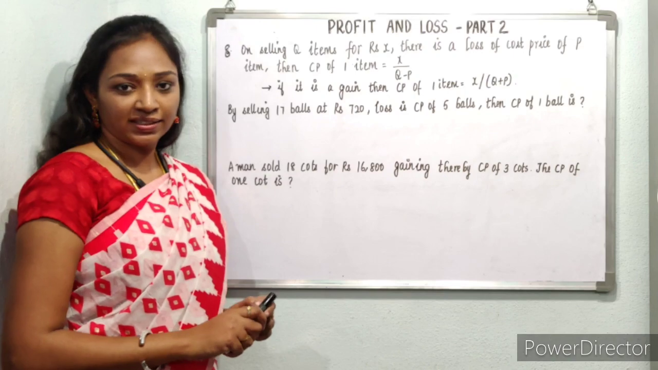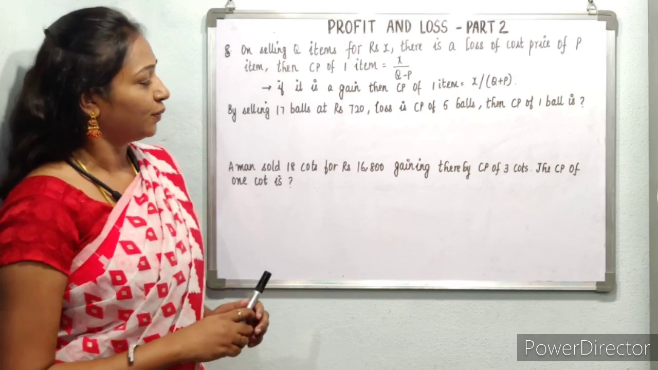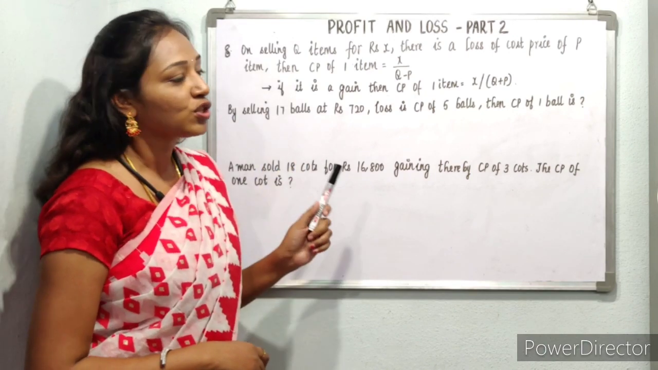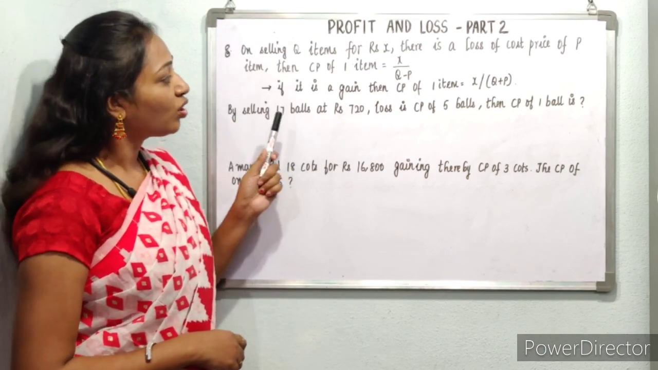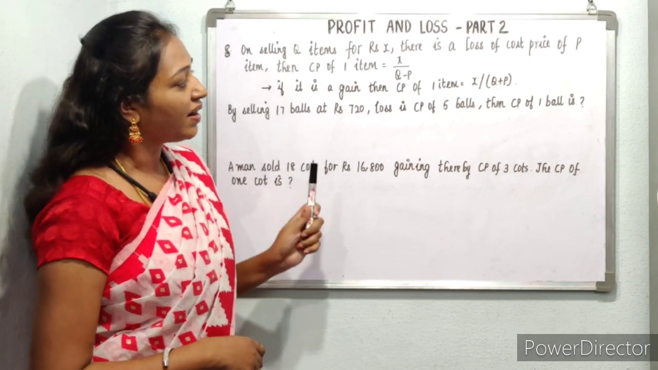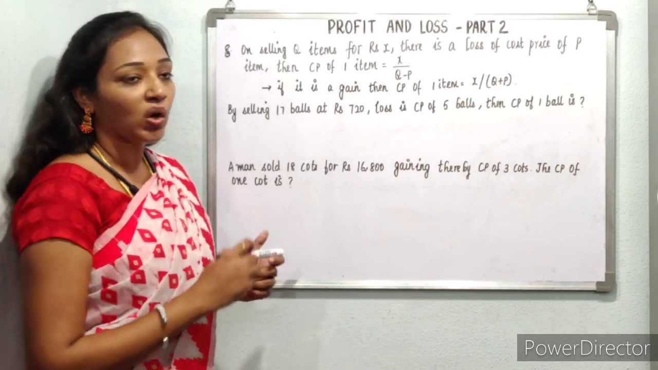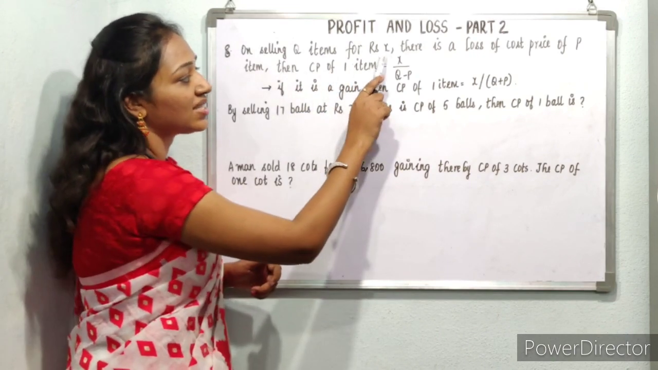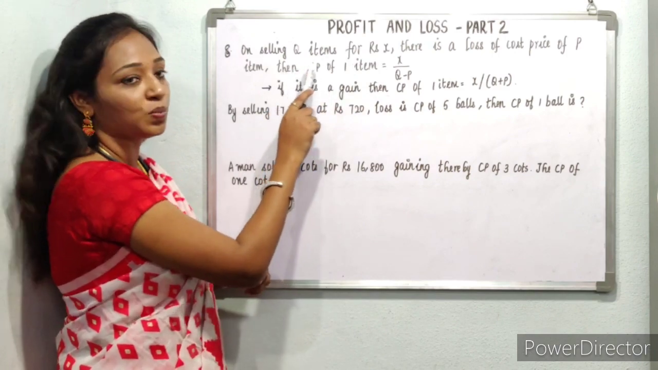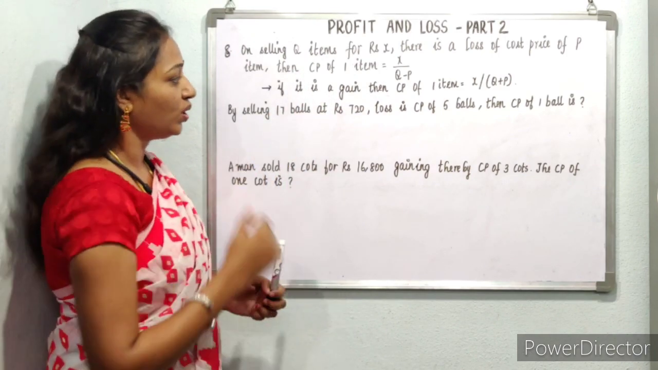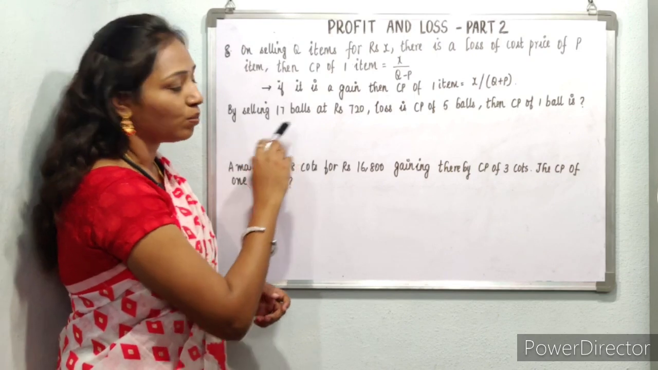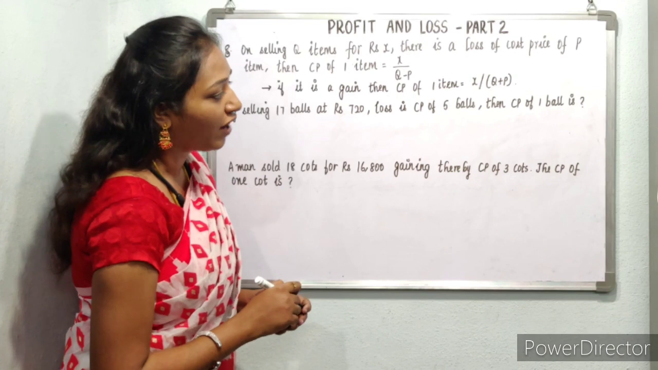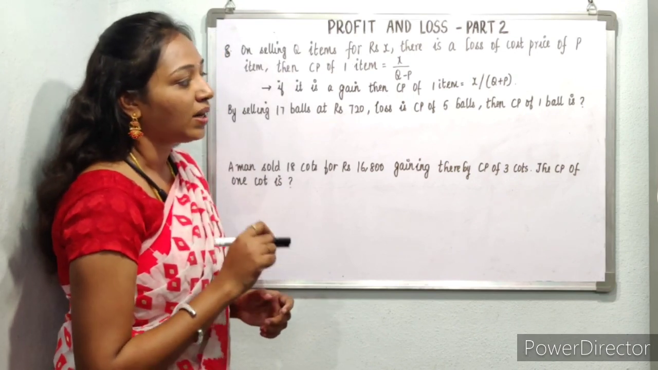The next formula is an extension of the previous formula. Now we'll see the formula. On selling Q items for rupees X, there is a loss of the cost price of P items. Then the cost price of one item equals X divided by Q minus P. There we saw the loss percentage and the selling price of the item was not given. But here the selling price is given and they are asking for the cost price of one item. Now we'll go to the problem. By selling 17 balls at rupees 720, the loss is the cost price of 5 balls. Then the cost price of 1 ball is.